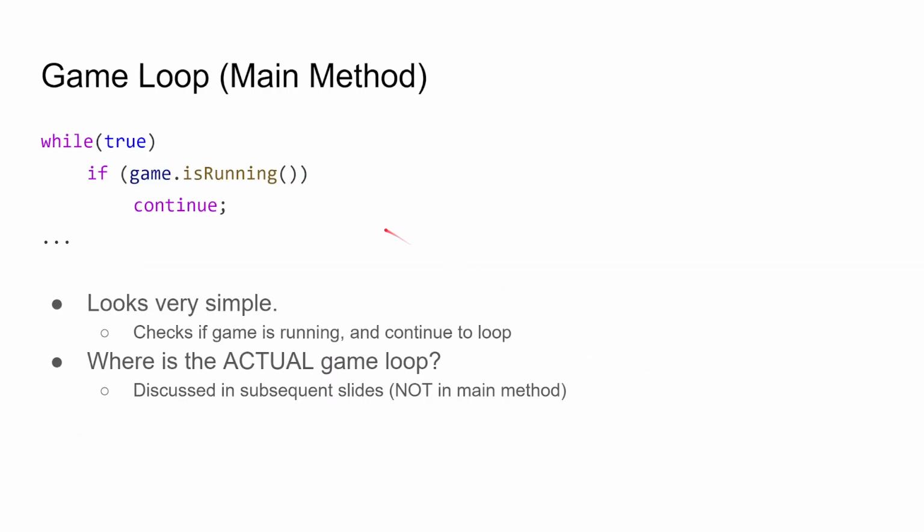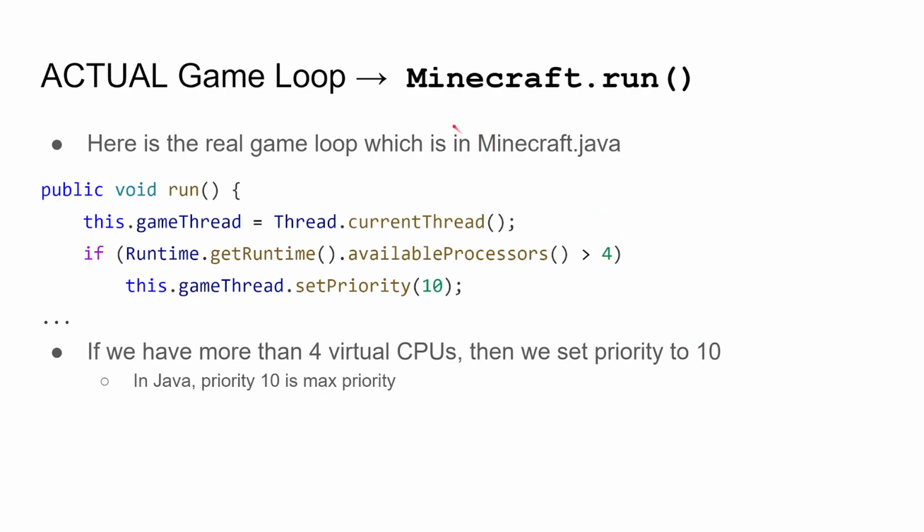Let's look at the next section in the main method. This is the actual game loop in the main method. It looks very simple because it's just a while true, which is an infinite loop. It checks if the game is running, then it just continues the loop. Nothing very useful here, because where is the actual game loop? Where does everything get updated? How does everything happen? This isn't clearly the game loop because it's only checking one condition. Of course, that is in the next slide, Minecraft.run, which is that other run function.